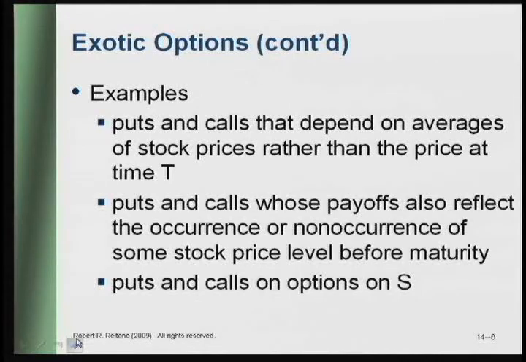Another example is you might have a put or a call whose payoff depends on the occurrence or non-occurrence of some price level. And we'll see these will be called barrier options, but the example might be that you have a call option that is only in effect if sometime before expiry the stock price hits the level of 100. You can also have compound options, a put or a call, not on S, but a put or a call on an option on S. This would be called a compound option.